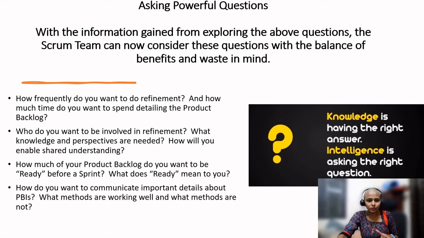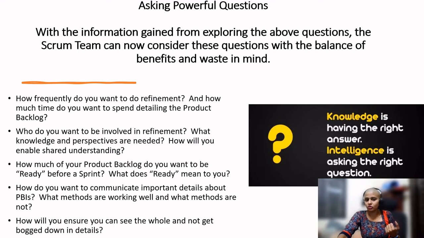How do you want to communicate important details about PBIs? What methods are working well and what methods are not? Okay, so how are we going to communicate important details? We have to have that constructive plan. Identify which methods are working and which are not, and use appropriate methods. How will you ensure you can see the whole and not get bogged down in details? Ask your team members this question as well: how are you ensuring you can see the whole product? It is visualization, literally. So how are you visualizing this? That's the way you can answer.